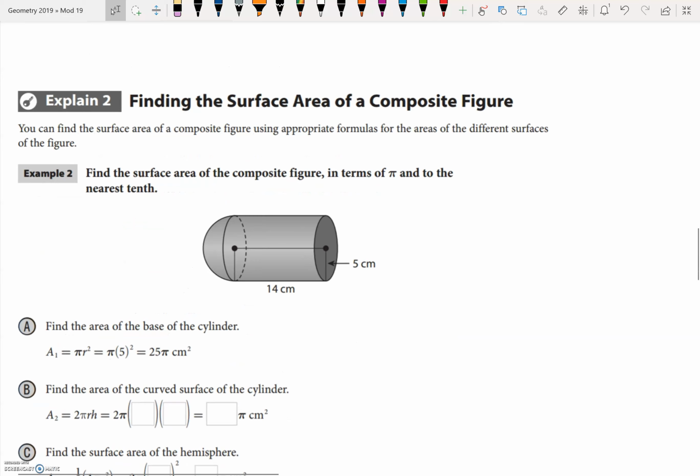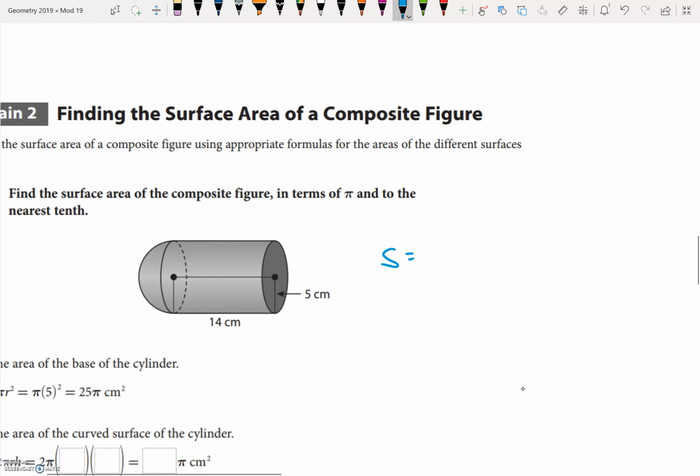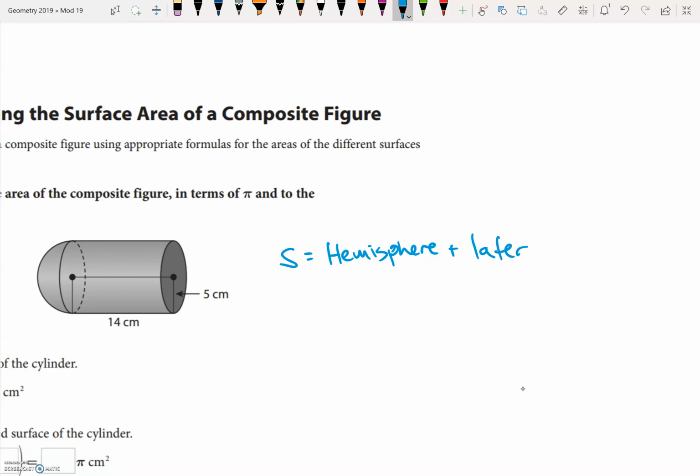Now, when we're talking about composite figures, we want to write down what each of the pieces are. So our surface area is made up of a hemisphere, but these bases are covered up by each other. However, there's a base on the bottom, which means that we have one hemisphere, because we have the top part and we have the bottom part right there. So we have a hemisphere plus the lateral, this whole part right here. So the lateral faces of the cylinder. So the lateral of cylinder.